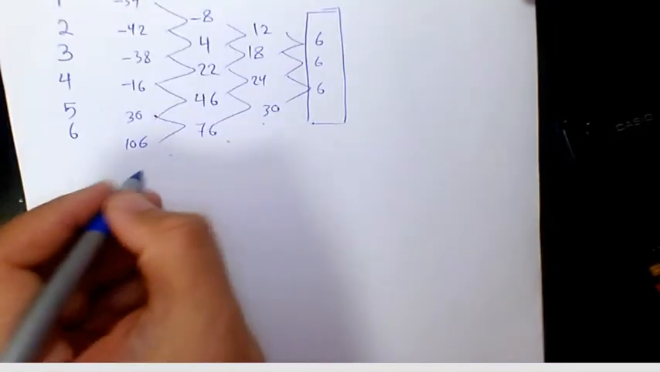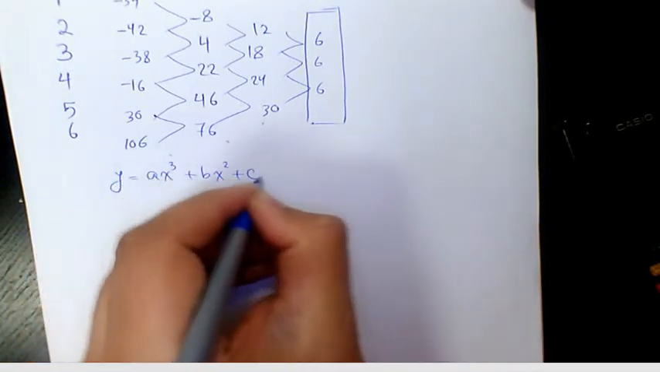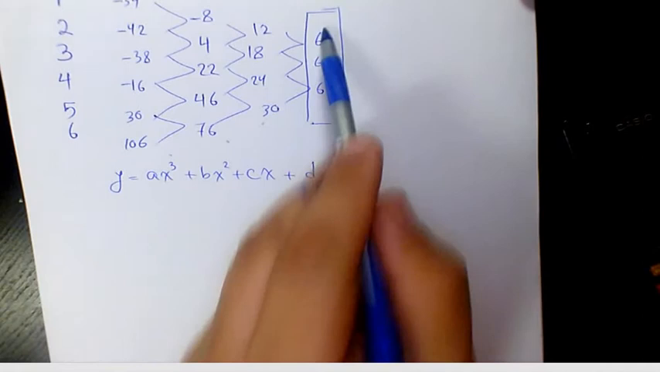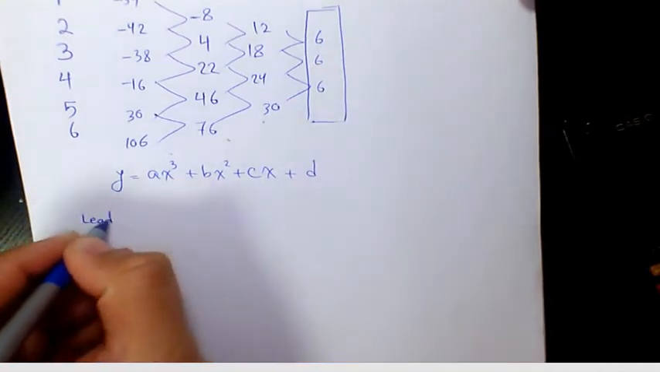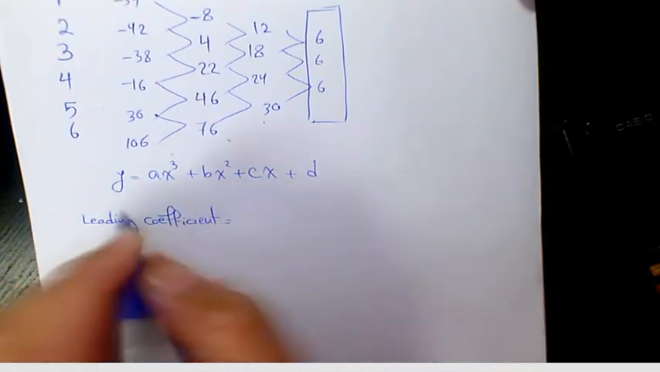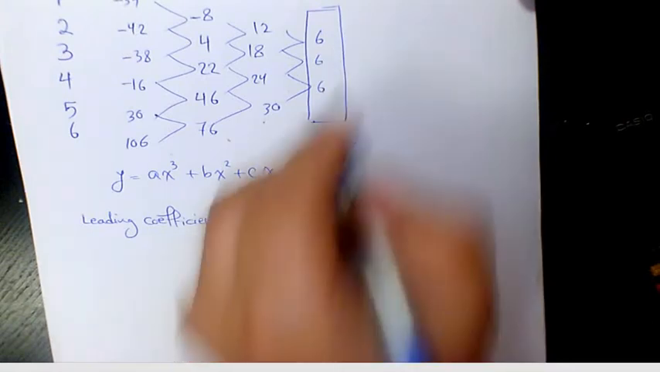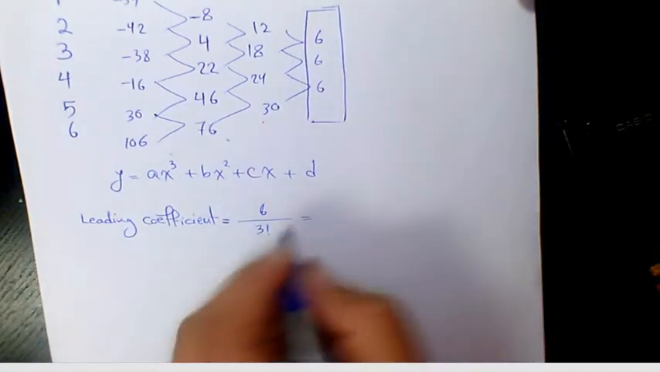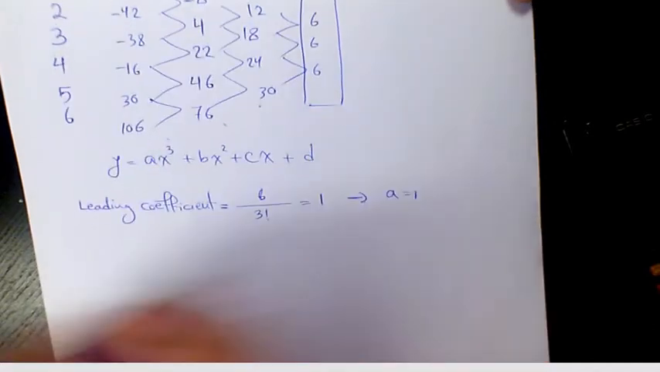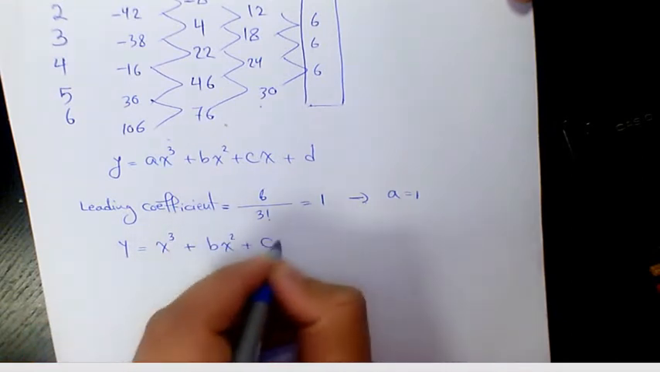So the function is going to be basically y equals a x cubed plus b x squared plus c x plus d. Now we can find out the leading coefficient from this number. The leading coefficient is going to be 6 divided by 3 factorial, because that's the third difference. 6 divided by 3 factorial is going to be 1. So it means that the value of a is 1. So we're going to have y equals x cubed plus bx squared plus cx plus d.